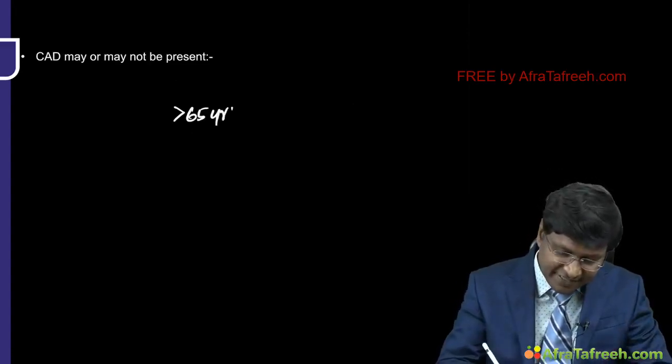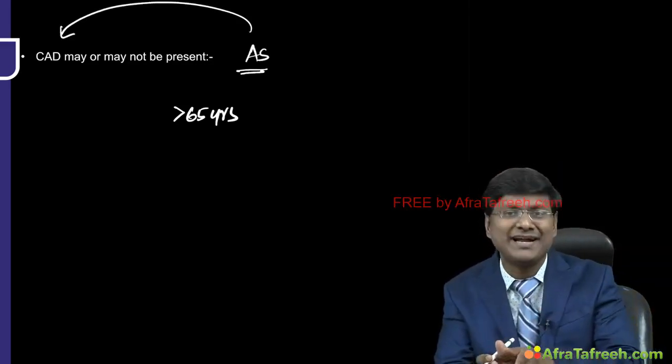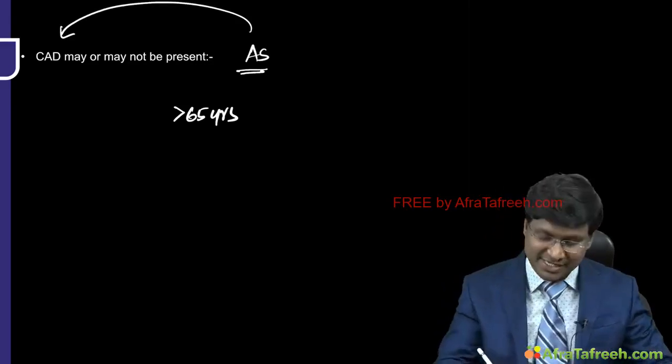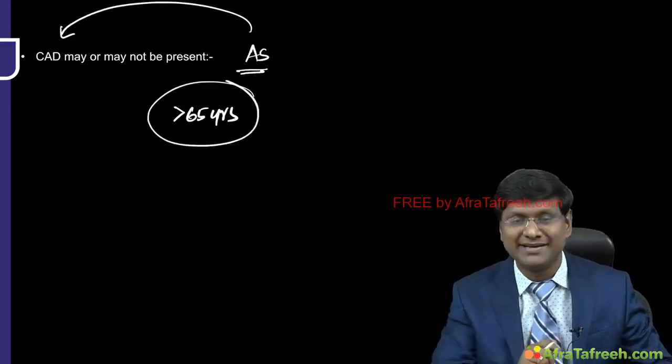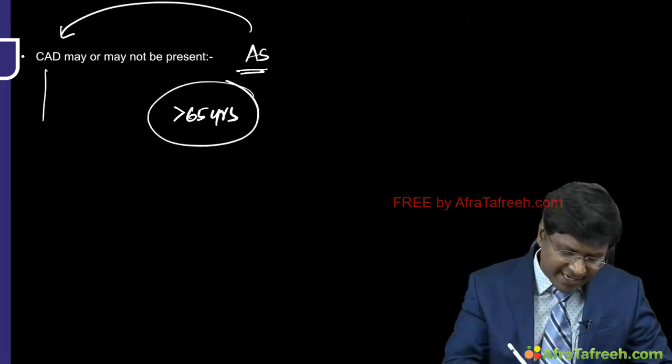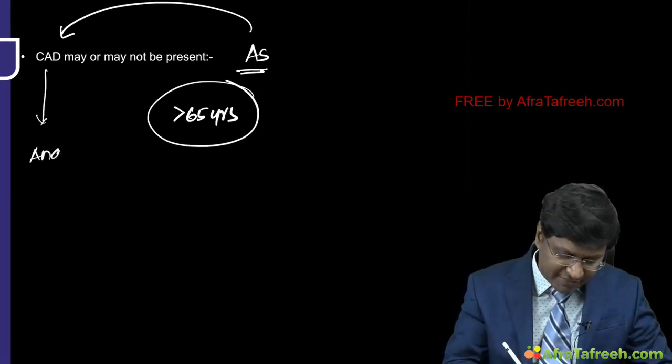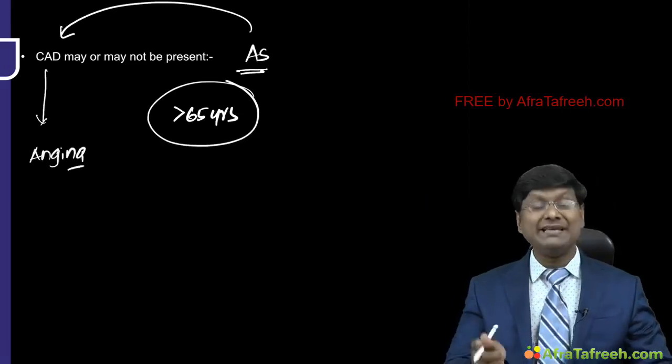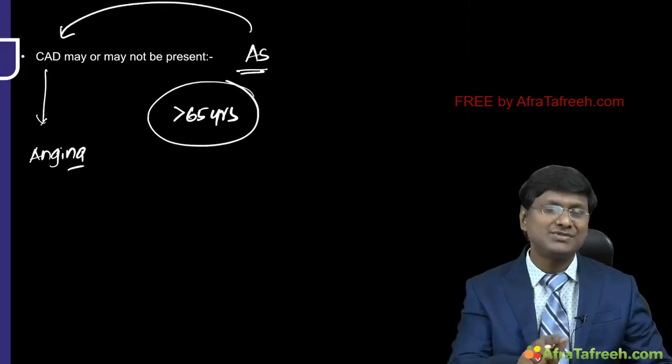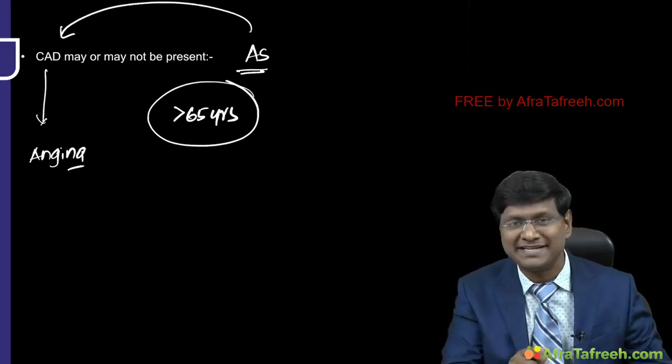And remember, if the age of the individual is more than 65 years, along with the aortic stenosis there can be concomitant coronary artery disease as well. So there can be coexisting coronary artery disease along with aortic stenosis, and this coronary artery disease also can contribute to the development of angina. But even in the absence of coronary artery disease, there can be development of angina as well.